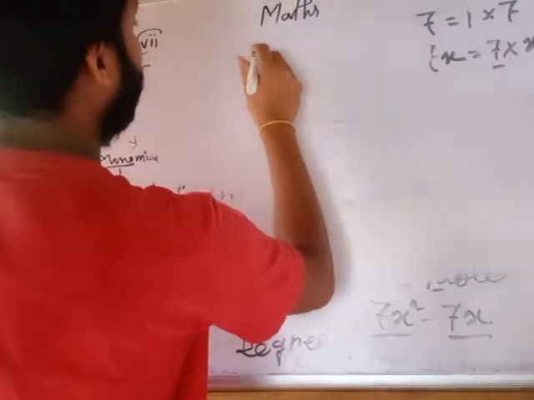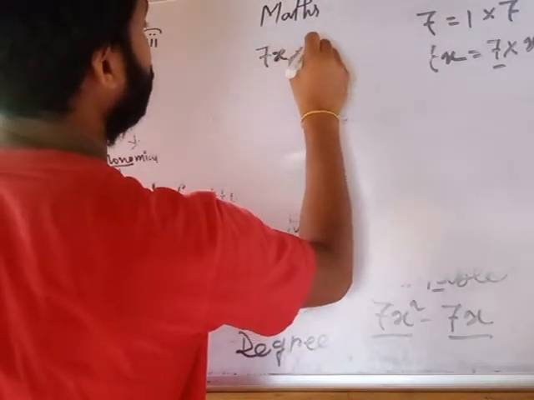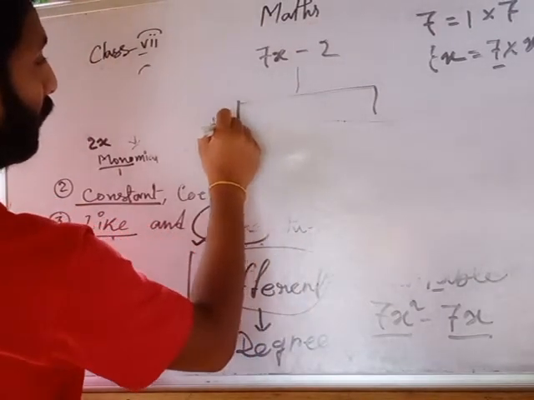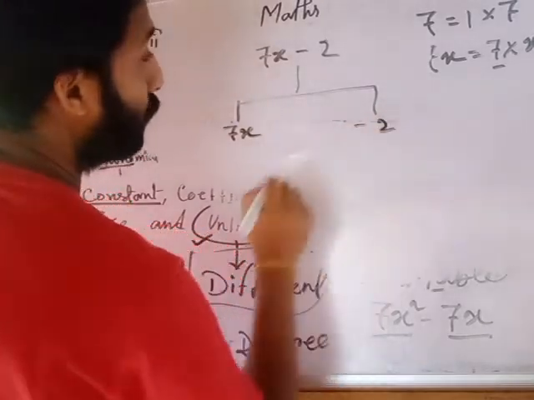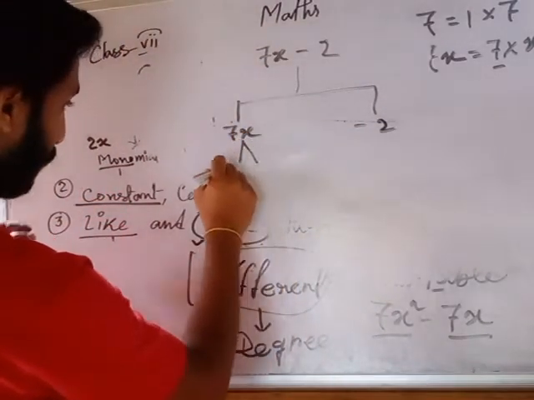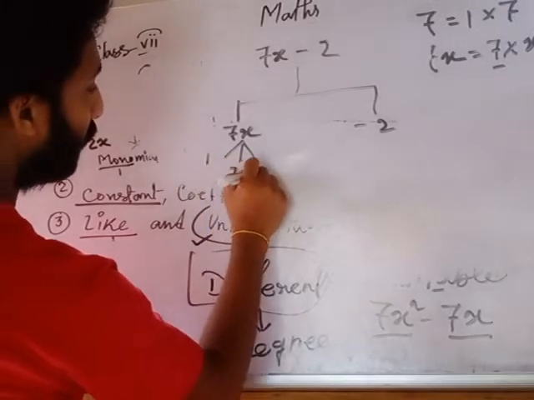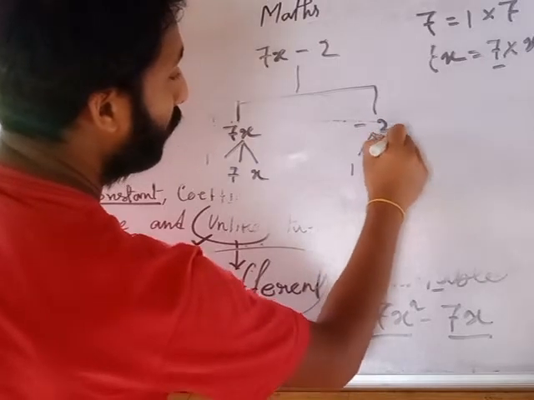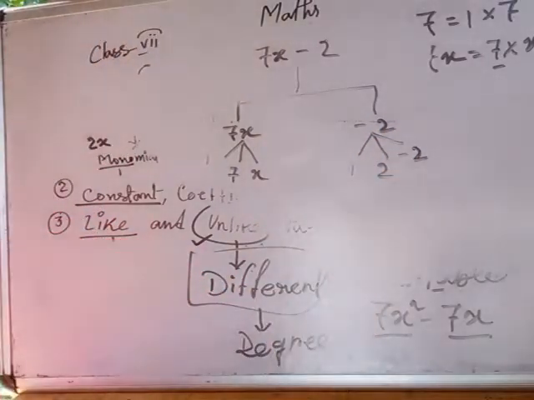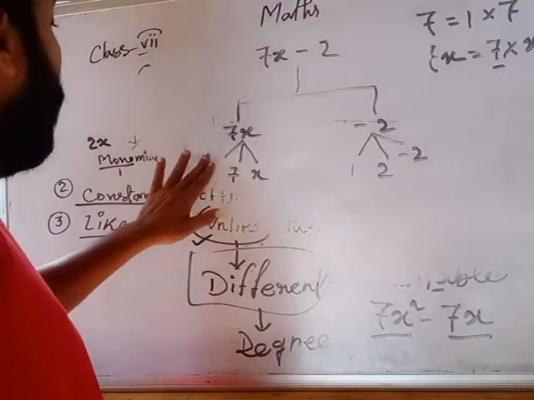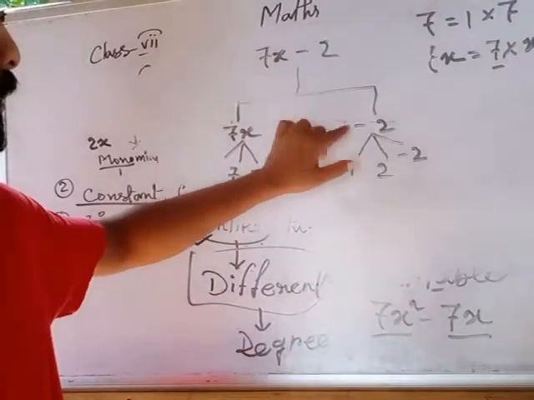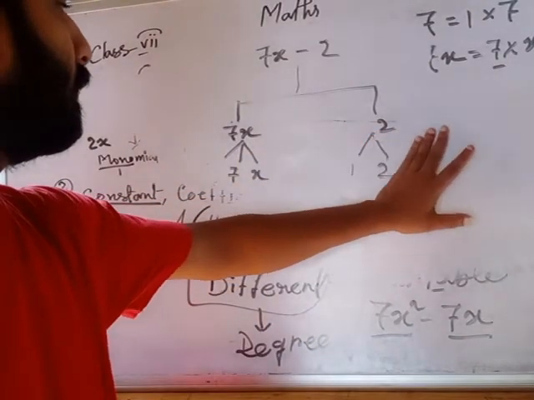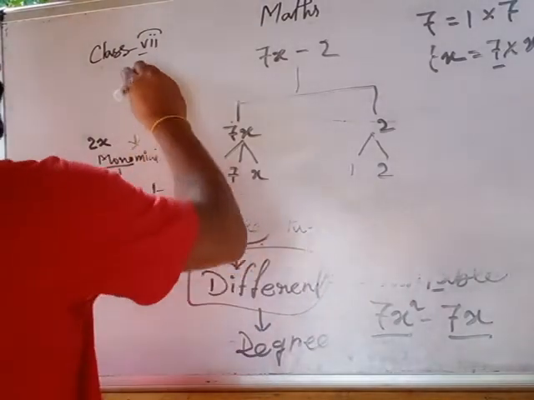If it is a binomial term, at that time there is 7x and here is minus 2. 1, 7x. Here is 1, 2 and minus 2. Okay, that is called only 2 right here also. Okay, these are the factor tree method.